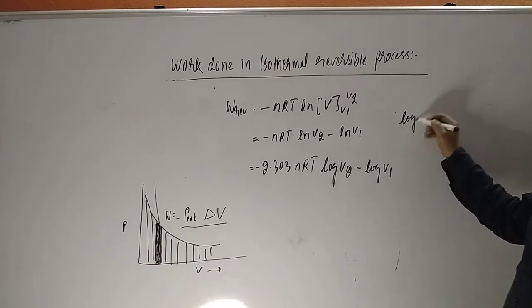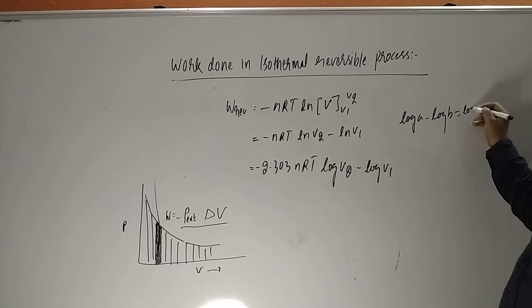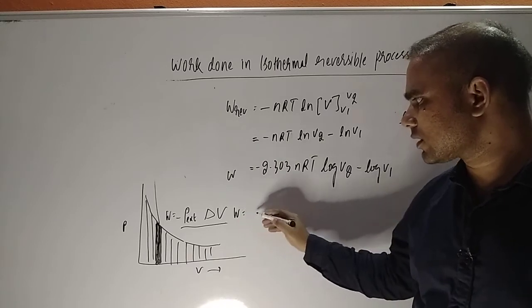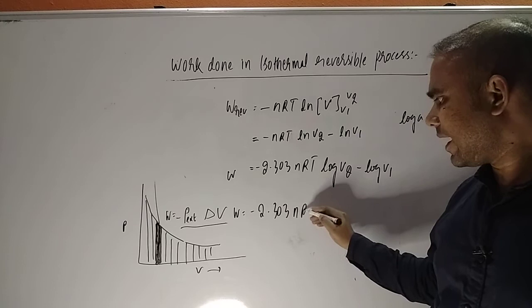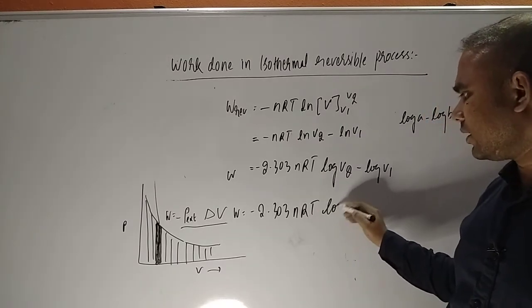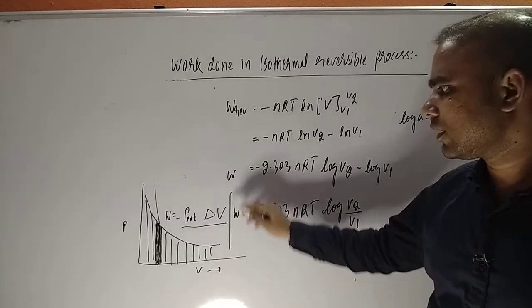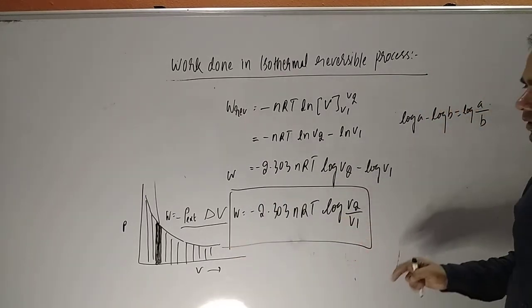We know that log A minus log B is equal to log A by B. So W reversible is equal to minus 2.303 nRT log V2 upon V1. This is our first expression for the reversible process.